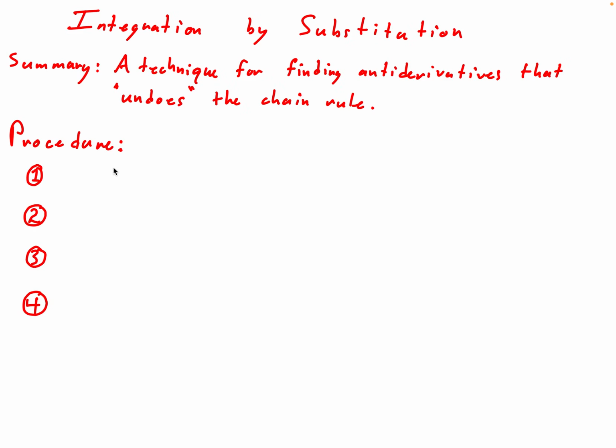In summary, integration by substitution, or u-substitution, is a technique for finding antiderivatives that undoes the chain rule. We'll quickly talk about the procedure, then we'll try an example to get an idea of what integration by substitution is all about.